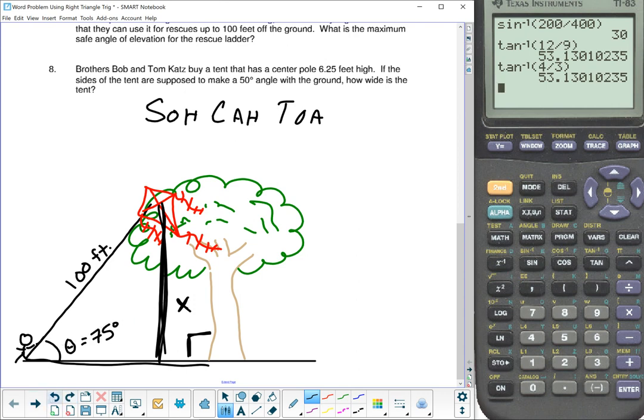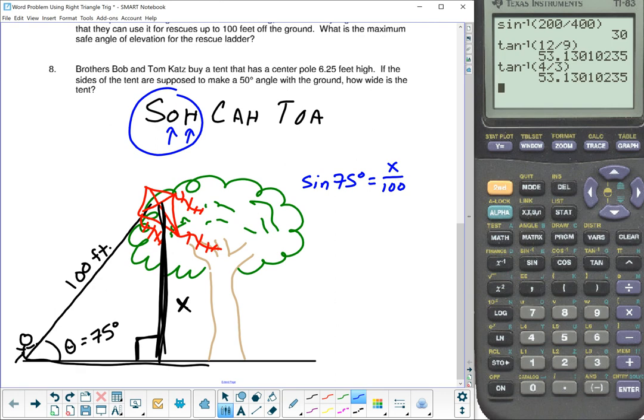Anyway, so yep, that's a 90-degree angle right there, because it's the same 90-degree angle with the tree. The tree supposedly is going to grow straight up. So we have opposite and hypotenuse. What are we using? Opposite, hypotenuse, we're using the sine. So sine 75 degrees equals opposite, which is x, over hypotenuse, which is 100.